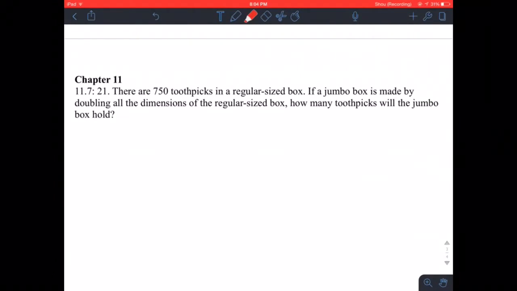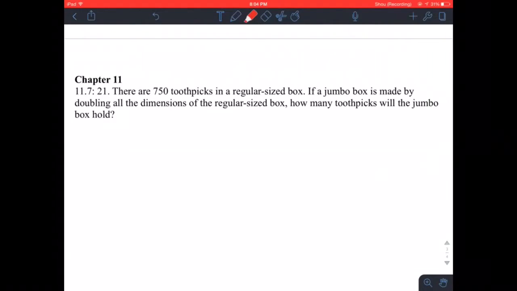Moving on, we have our next problem from chapter 11. And this one says, there are 750 toothpicks in a regular sized box. If a jumbo box is made by doubling all the dimensions of the regular sized box, how many toothpicks will the jumbo box hold? Well, that's a good question.